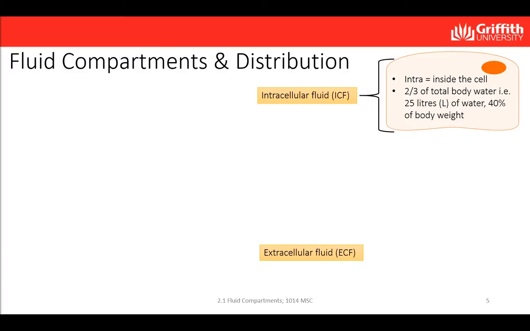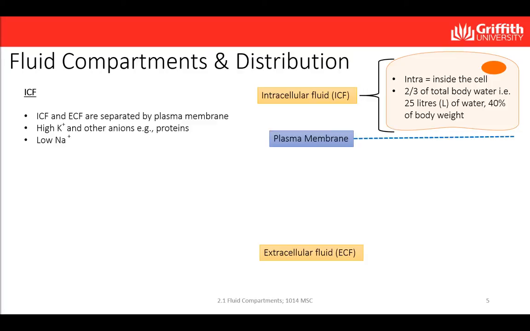Intracellular fluid is the water present inside the cell and is not freely movable. ICF accounts for 2/3 of total body water and 40% of our body weight. In an adult male weighing around 70 kilograms, the ICF accounts for about 25 litres of body water. Intracellular fluid is separated from the extracellular fluid by a plasma membrane. Intracellular fluid also has a high concentration of potassium and other anions, including proteins. However, its sodium concentration is lower than that in the extracellular fluid compartment.